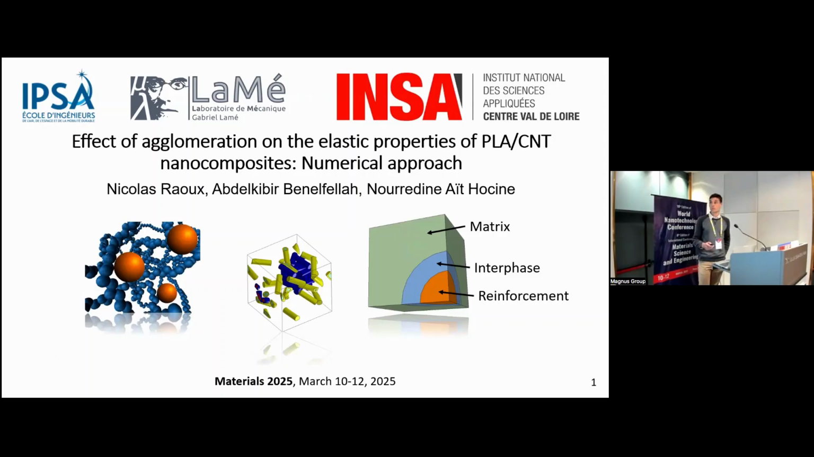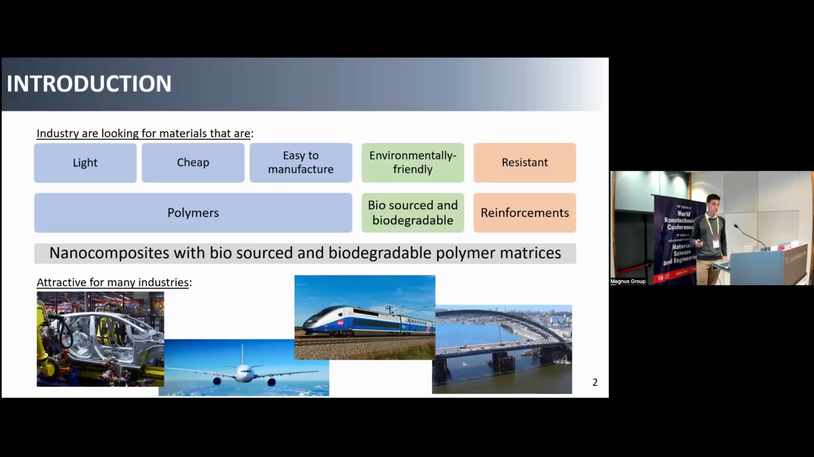Thanks for the introduction. So I will present my work about effects of agglomeration on the elastic properties for nanocomposite, and especially for nanocomposite made of PLA and CNT. PLA is a polymer matrix and CNT are carbon nanotube.